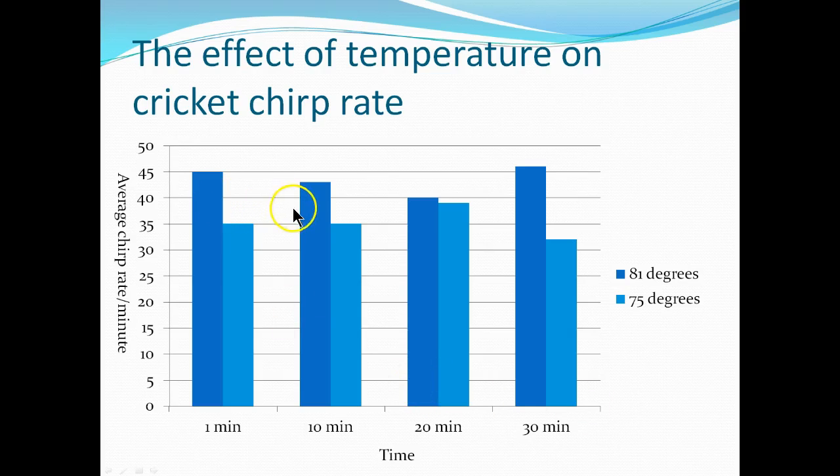You can see that in each case the cricket chirp rate is higher at 81 degrees. We don't know if this increase is significant. However, more testing and collecting data at more temperatures could show us what the result is.